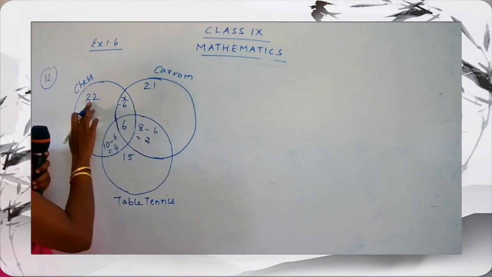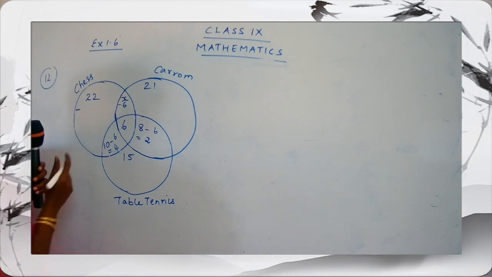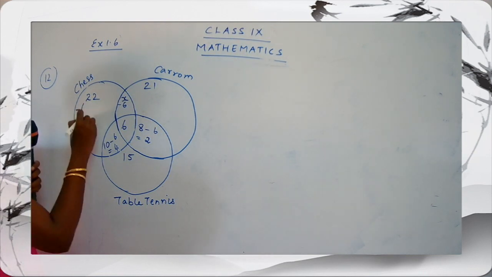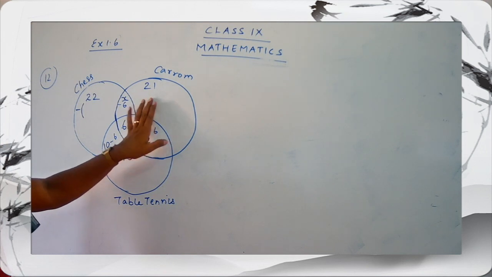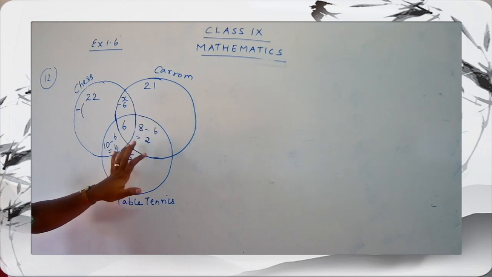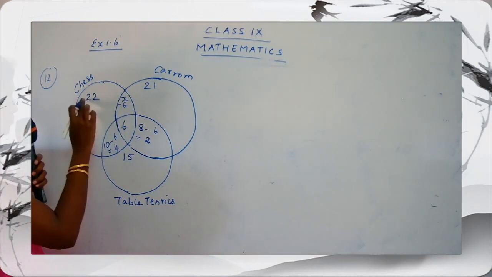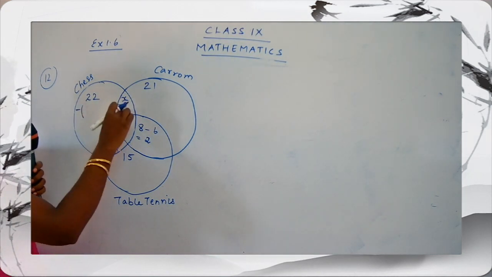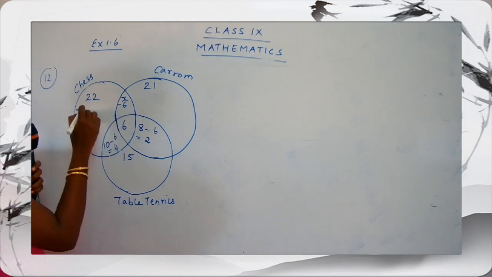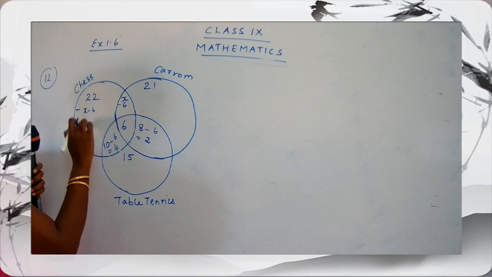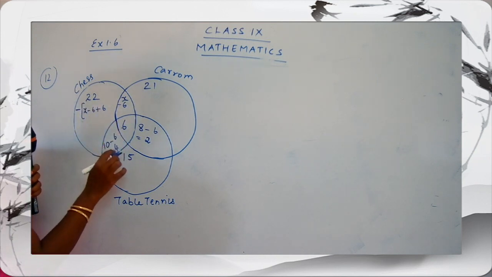Okay children? So this is 22. What you have to do is subtract. You are going to subtract this part. What is that? X minus 6, 6 and 4. That we have already done in a previous sum. So from 22 you are going to subtract all these three values. What is the first value? X minus 6. Then plus 6. Then plus 4.